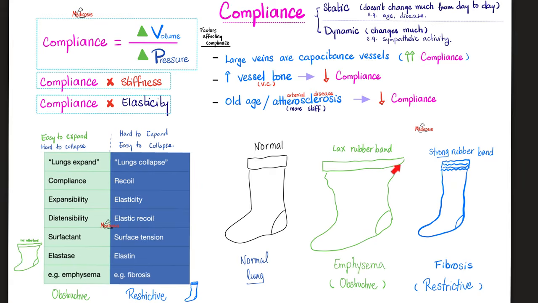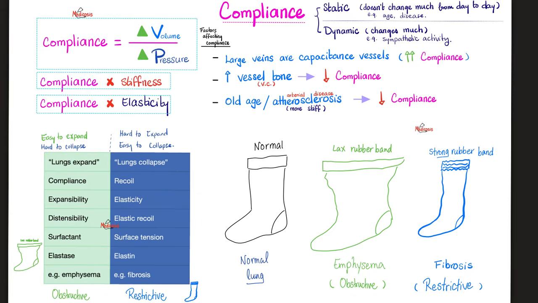Do you remember my lung with emphysema? It was like a lax rubber band sock. Very old sock. Easy to expand. But when you let it go, it will never recoil back because the rubber band is toast. Is this compliant? Yeah, because compliance means expansibility. It's very easy to expand, so it's very compliant. Is it elastic? Oh, heck no, because it cannot recoil on its own.